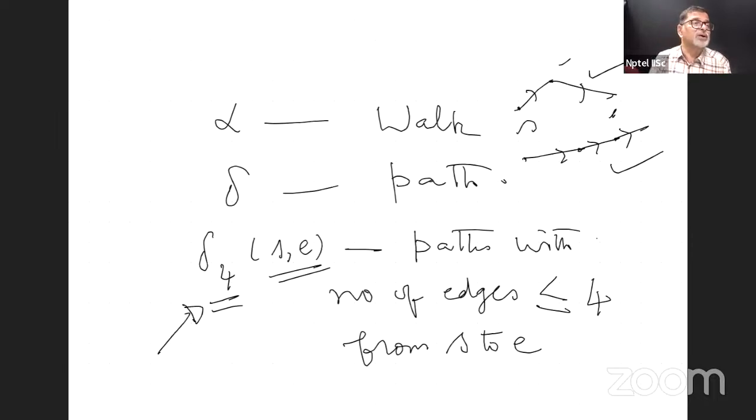So this is how, given a figure, given a graph and a picture, you find the walks and paths, find out how many edges are there, okay, and use that bound and solve it. So I hope this clarifies the definition of alpha and delta. If you have any questions, feel free to ask me.